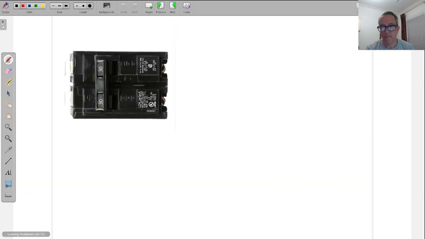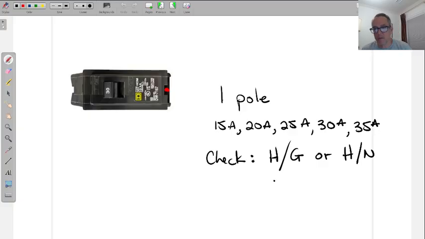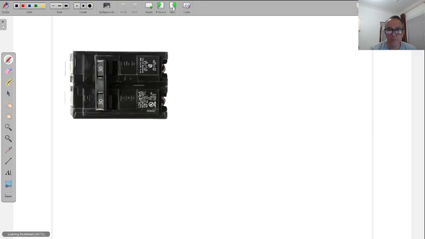All right, so, oops, there we go. To check this breaker, it's either hot to ground or hot to neutral. Single pole breaker. All right, now, a 2-pole breaker. This is the other type of breaker that's out there, which is a 2-pole breaker.